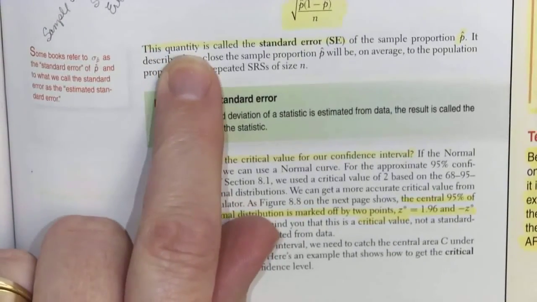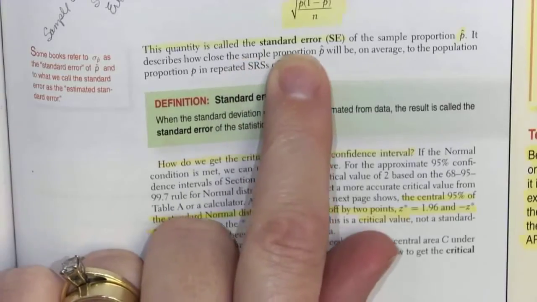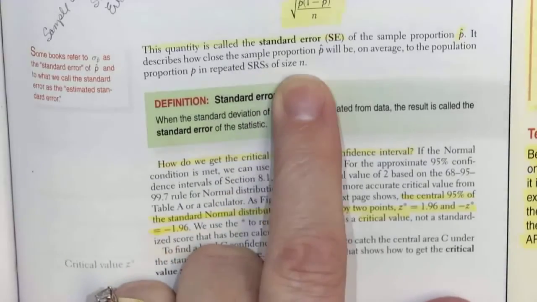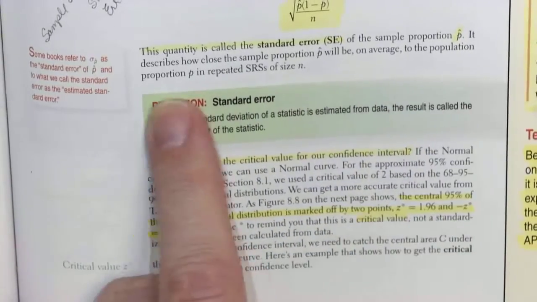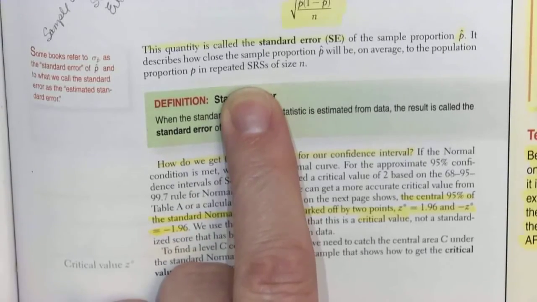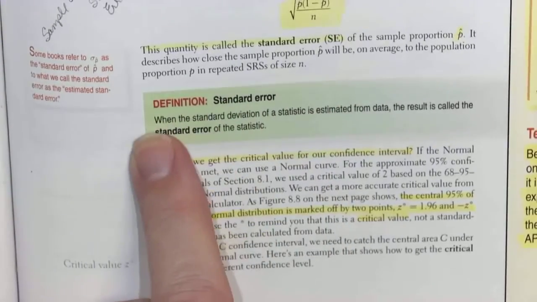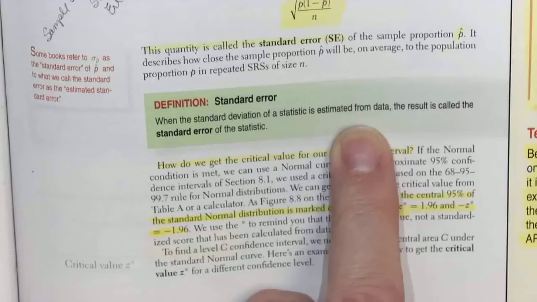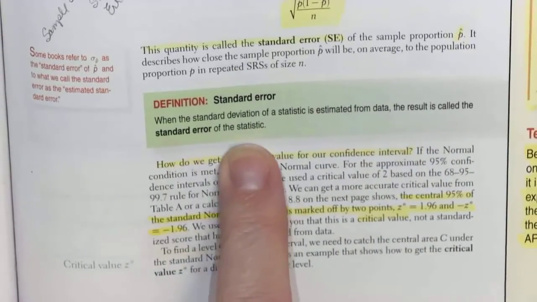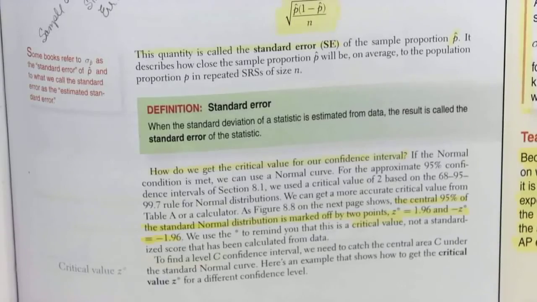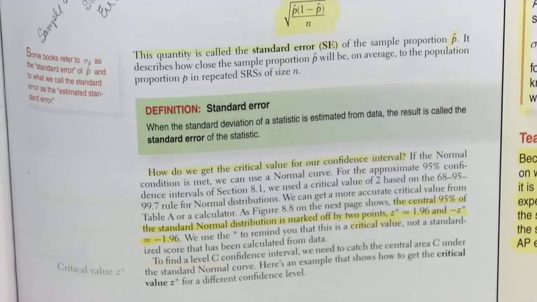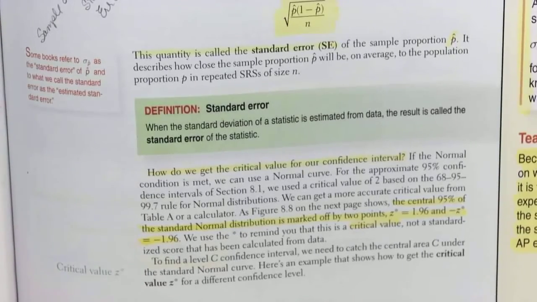This quantity is called the standard error of the sample proportion P hat. It describes how close the sample proportion P hat will be on average to the population proportion P in repeated simple random samples of size N. So, when the standard deviation of a statistic is estimated from data, the result is called the standard error of this statistic. It's different from the standard deviation. It's called the standard error, or SE, because we're using P hat instead of P.